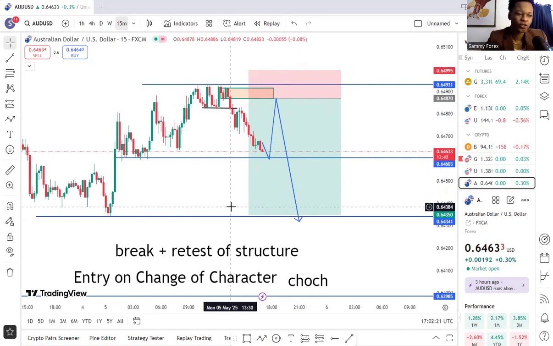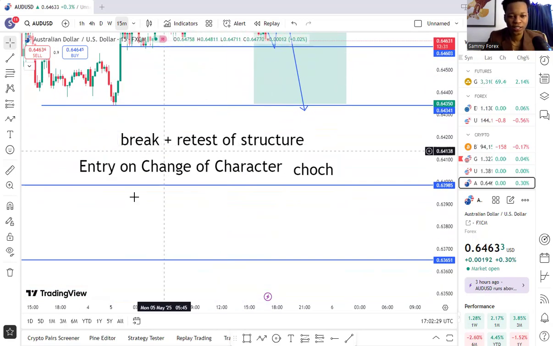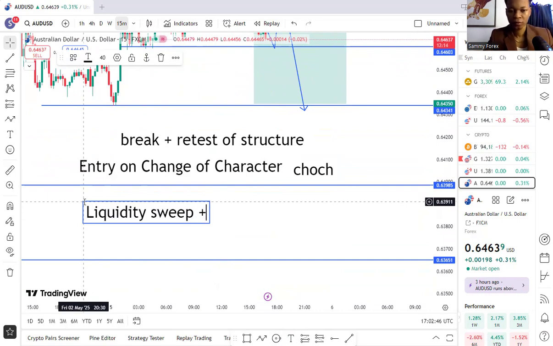You see it? So the third one is liquidity sweep plus rejection entries, which is your third one. Let me write it out for those of us that need it. Liquidity sweep plus your rejections.